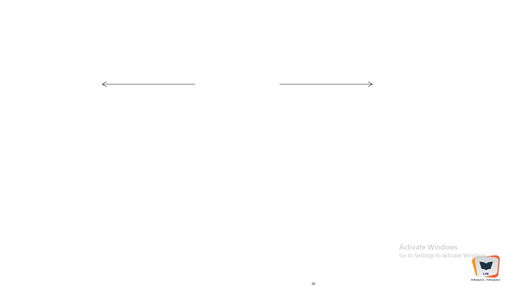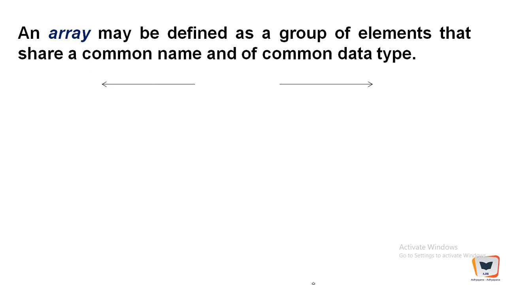An array may be defined as a group of elements that share a common name and a common data type. And this is the classical definition of an array. An array may be defined as a group of elements that share a common name and common data type.